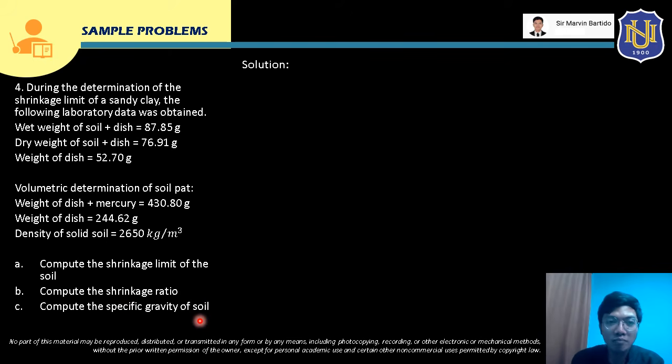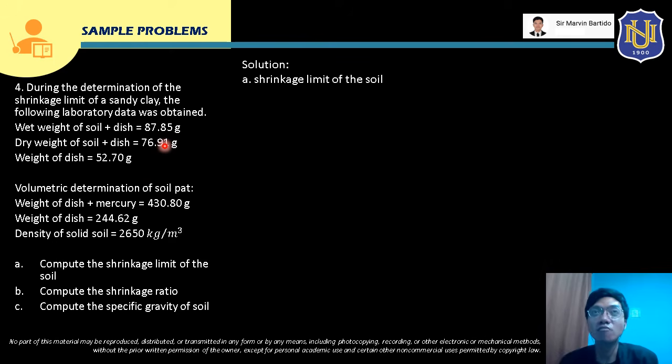So class, para dun sa shrinkage limit, di ba ang kailangan natin dito is yung mass ng wet soil at saka mass ng dry soil. Tama? So wala tayong problema doon, M1 at M2. Kasi pwede nating makuha yun dito sa data na to. Kaya lang, yung V sub I, tsaka V sub F class, so yung V sub I, yun yung initial volume, no, nung wet soil, and then yung V sub F, yun yung final volume nung dry soil. In this case, class, ang ibinigay lang is yung volume ng mercury na na-displace nung dry soil. So, ibig sabihin, V sub F lang yung makukuha natin dito, class.